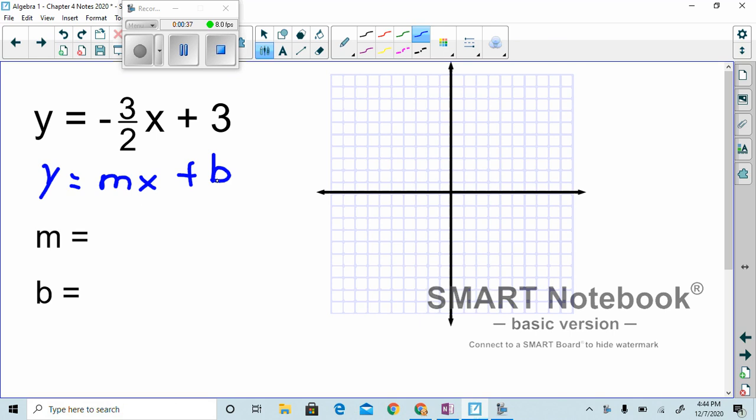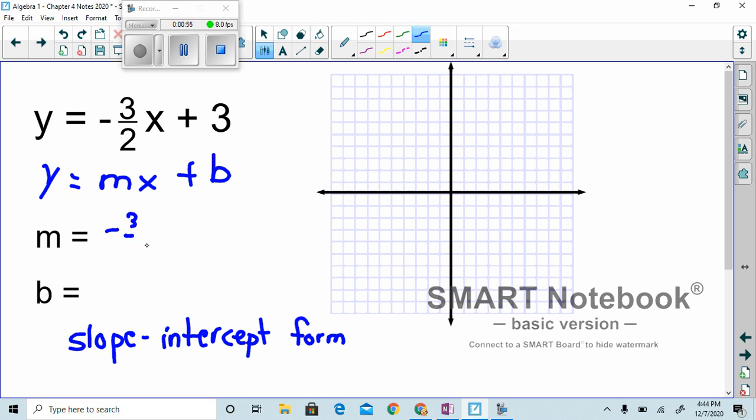Well, I need two pieces of information. It's called the slope-intercept form of a line. And if I'm looking at slope-intercept form, I need those two key pieces of information: slope, which in this case is a negative 3 over 2, and the intercept, which is b, which is 3.